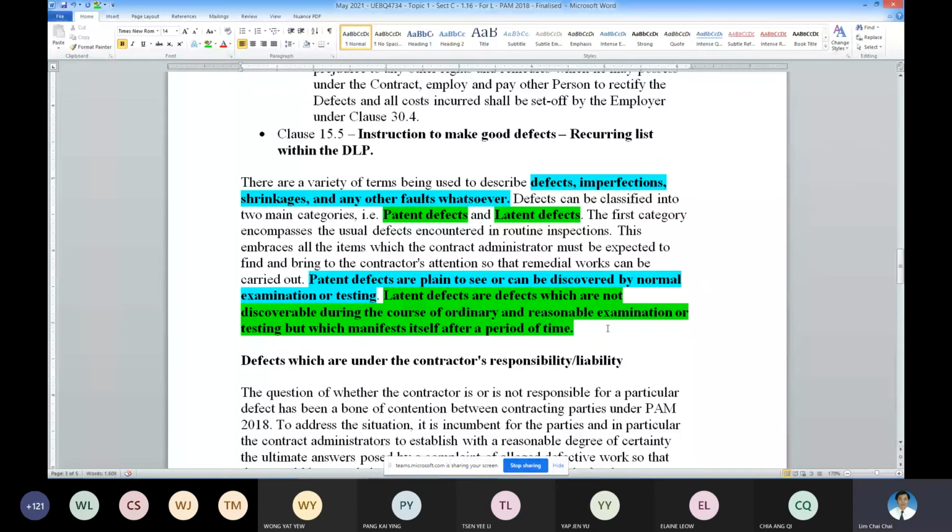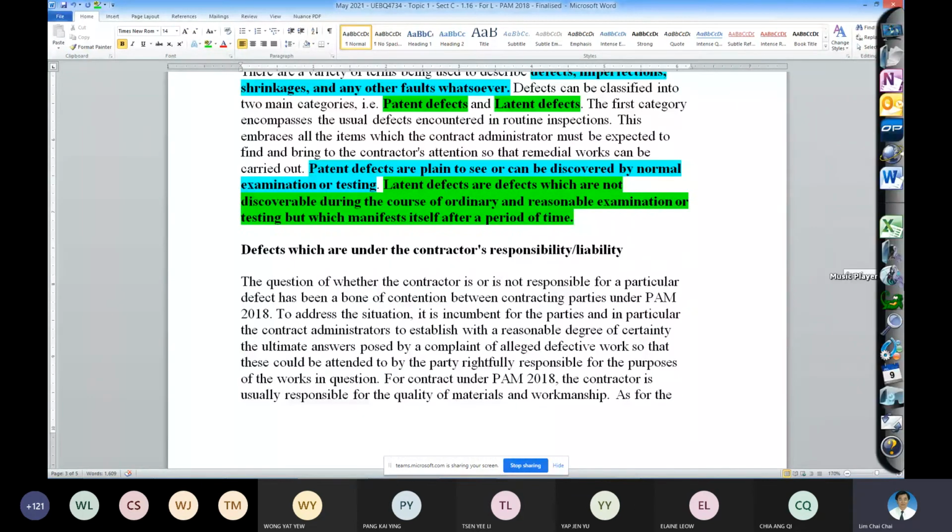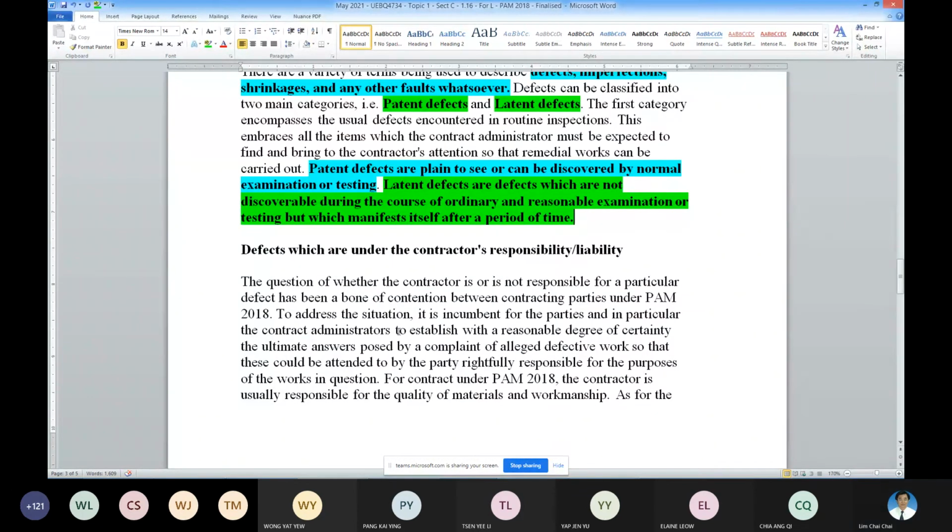There's another one, which is recurring defects. Recurring defects again have two categories. One of them is critical and the other one is non-critical. Okay. So what are the defects under the contractor's responsibility, or the NSC's and the main contractor's responsibility?